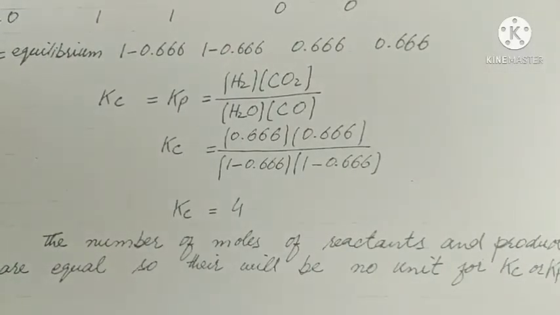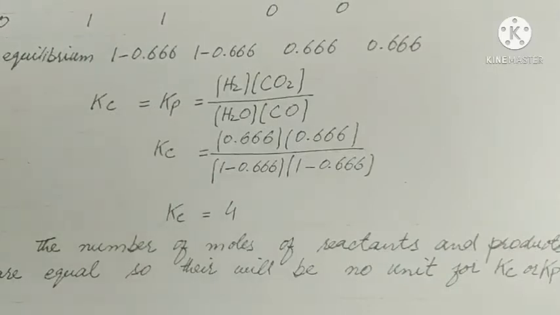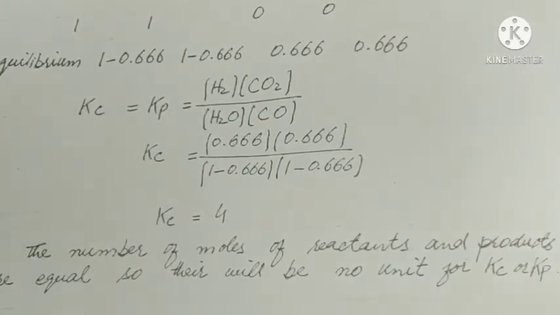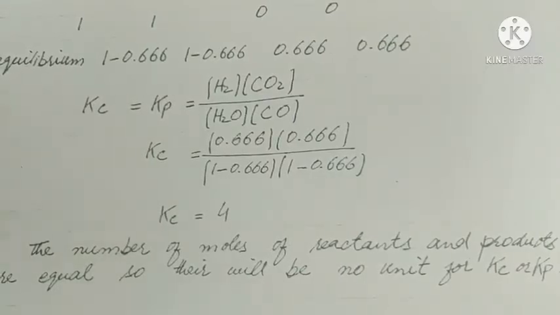The number of moles of reactants and products are equal, so there will be no unit for Kc or Kp. The total number of moles of reactants and products are the same, and Kc or Kp has no units.